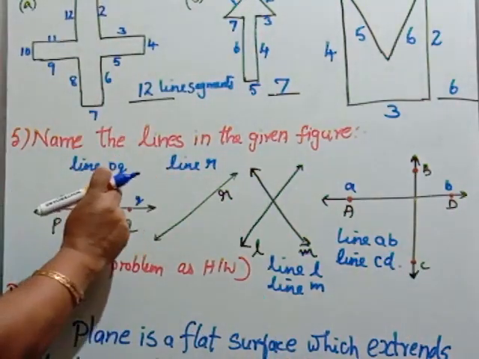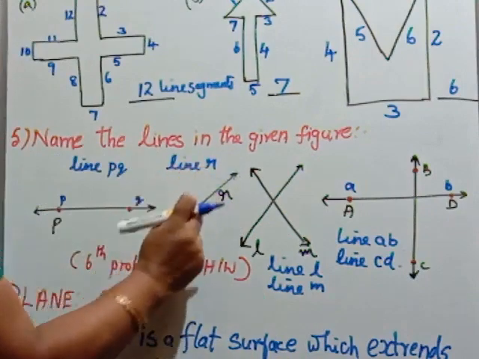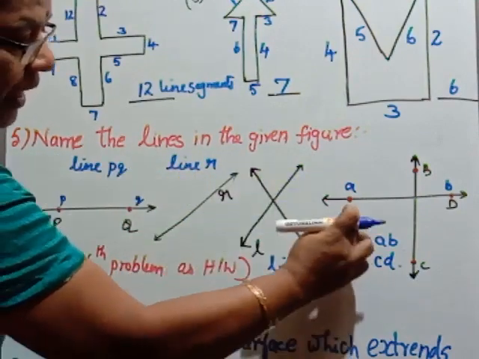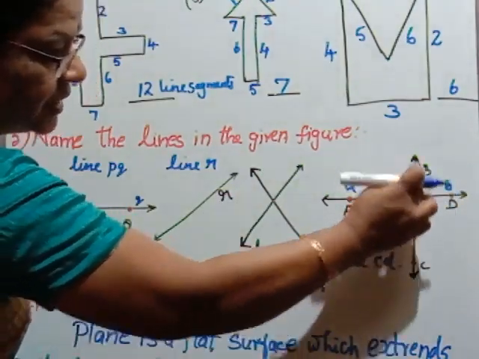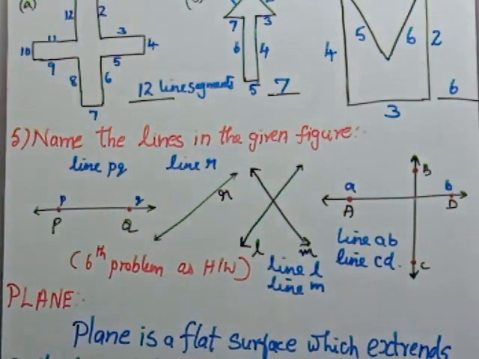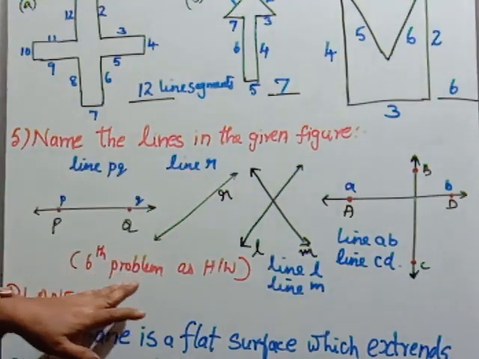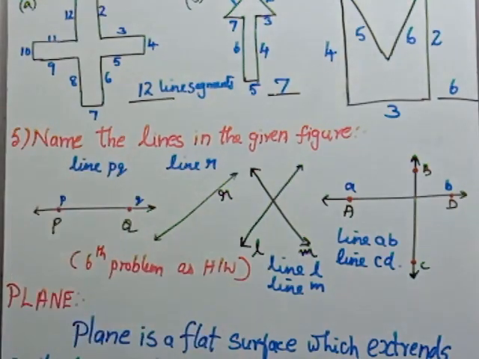This line is called line PQ. This line is called line R. This is line L. This is line M. And this is line AB. This is line CD. Now, the sixth sum. A very simple sum is there. So, I give it as homework.